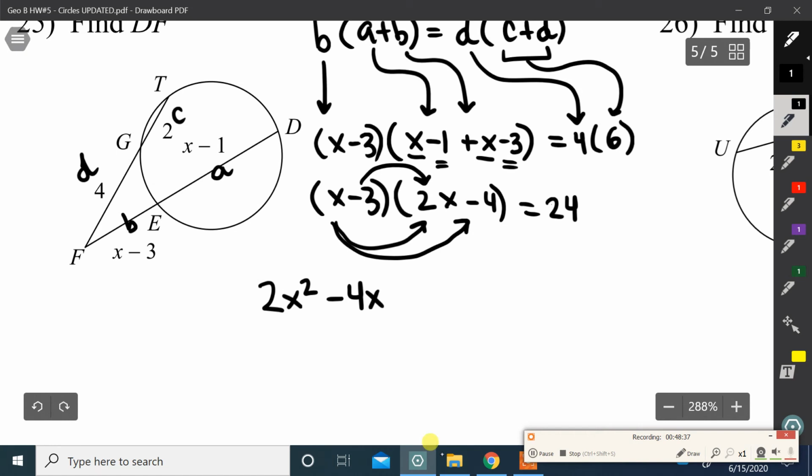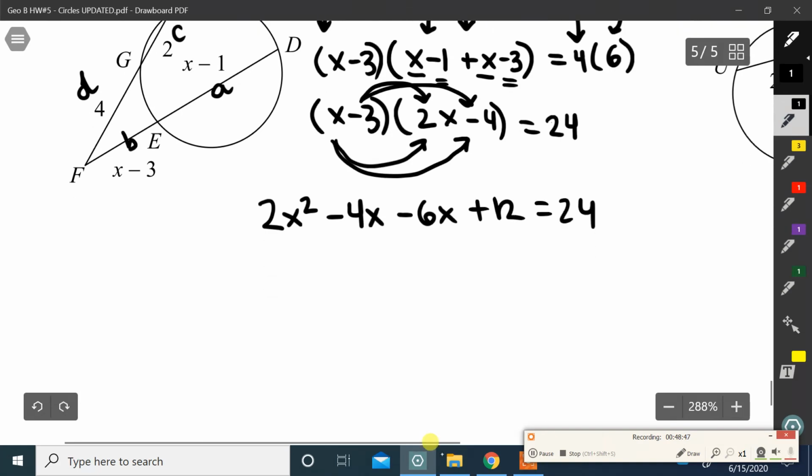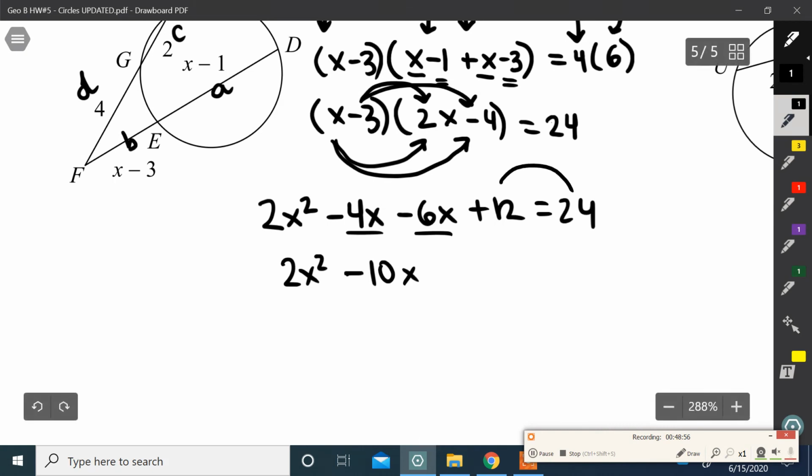Negative 3 times 2 is going to be negative 6x. And then negative 3 times negative 4 is going to be positive 12. Combine like terms. This plus this will be negative 10x. Bring that 24 over to this side and it will become a negative. Negative 24 plus 12 is going to be negative 12.